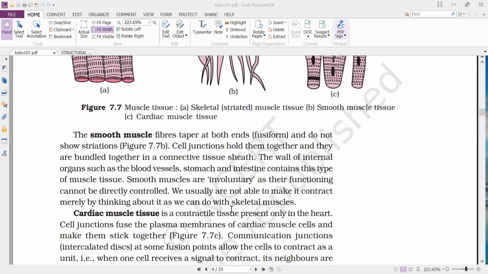The pupil will extend. So the muscles that are associated are the ciliary muscles.